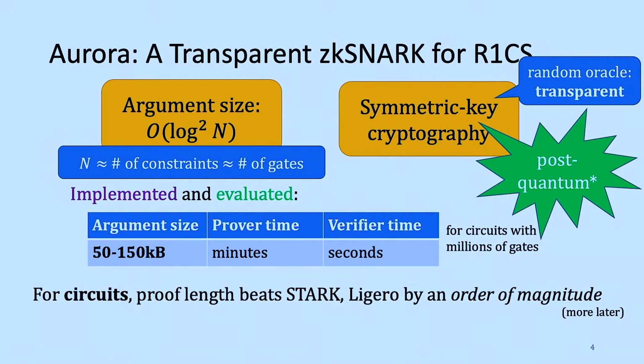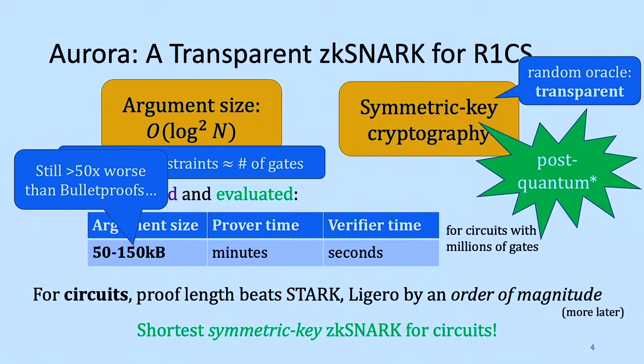So in particular for R1CS type things, the proof length beats Stark and Ligero by an order of magnitude, and we'll see that later with some graphs, which means that Aurora is the shortest symmetric key ZK snark for circuits. Okay.